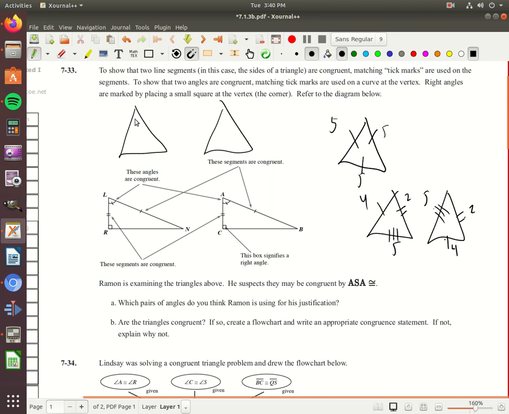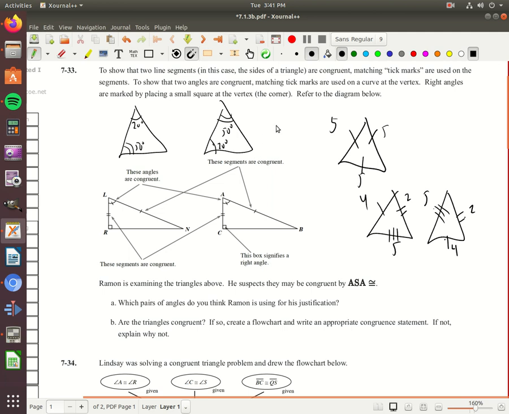You could use bands, like 1 band and 2 bands. So this would mean that this angle with 1 band is the same as this angle, and this angle with 2 bands is the same as this one. So if this was 50 degrees, well, then this angle would be 50 degrees because they both have 2 bands. And if this was 20 degrees, well, then this must be 20 degrees because they both have 1 band.